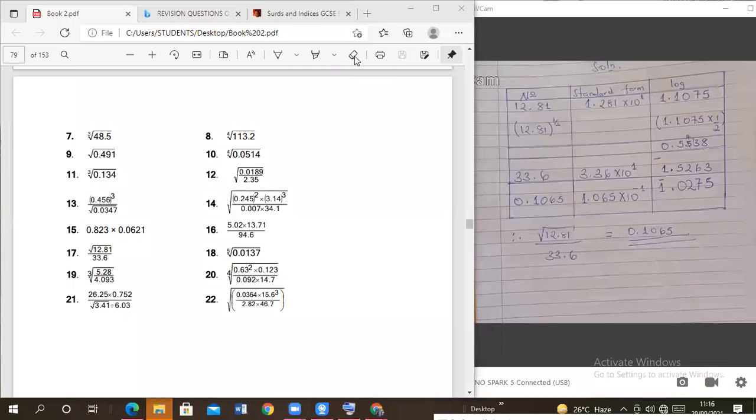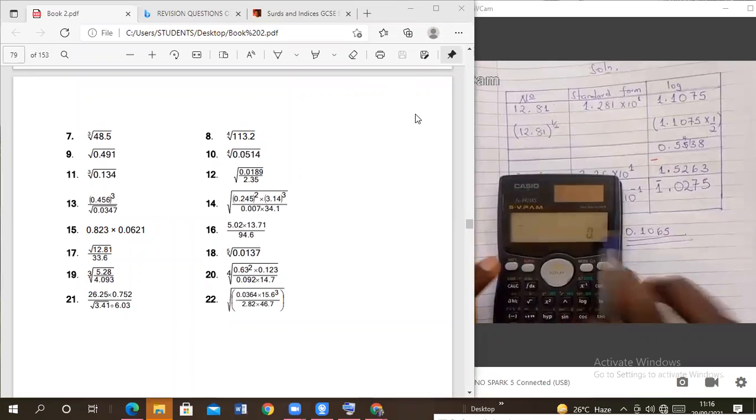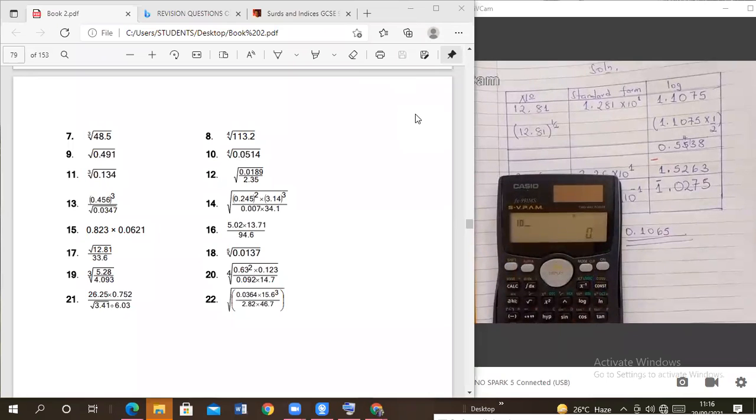Converting our answer using antilog. Do we get it from the table or from the calculator? From the calculator. If you're using a calculator, you press shift first, then log, like that. Let's see how it is going to display on the screen.